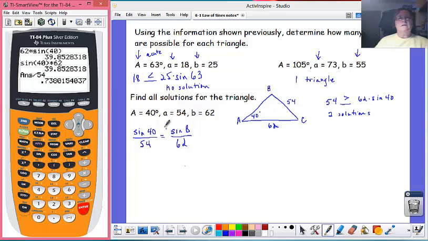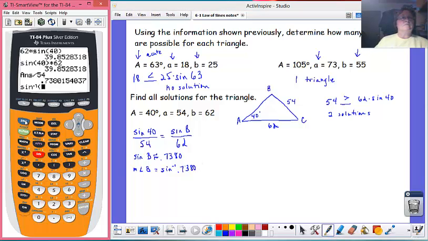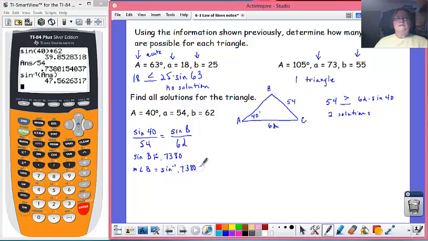Ooh, that's kind of weird, but it really isn't, folks. If you think about it, when you did this cross multiplying and then divided, you're solving for the sine of B. So what you're saying is that the sine of our angle B is equal to approximately 0.7380. Okay? To find a measure for angle B then, we have to do an inverse sine. So we're going to sine inverse 0.7380. And I'm using my answer function there. I have about 47.6 degrees.